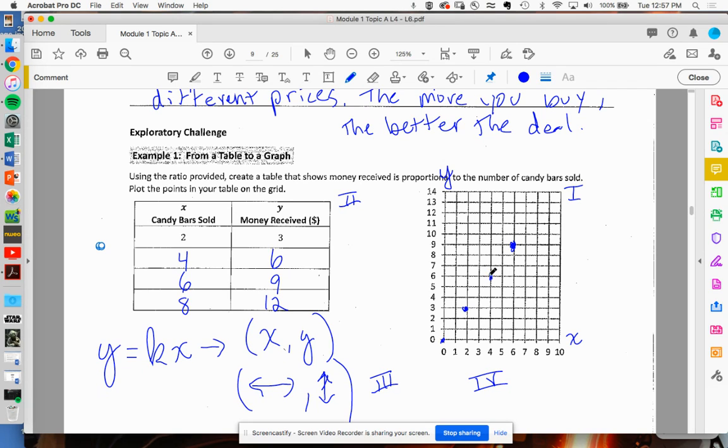Notice I make my dots kind of big. That helps me when I make a mistake, but if I do it wrong, let me know. And then let's do 8, 12. So we go over 8, and we go up to 12. Looks like right about there. Okay. Now, first thing was, did it go through the origin? Yes, that's important. You sell 0 candy bars, you get $0.